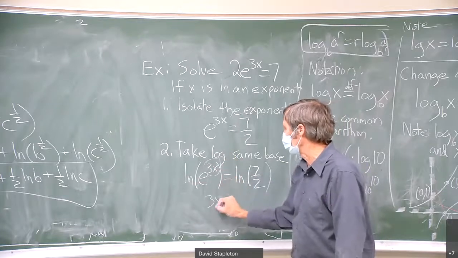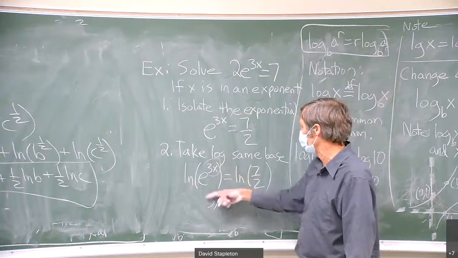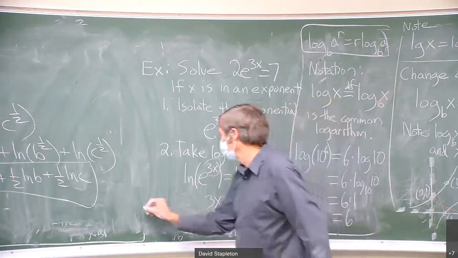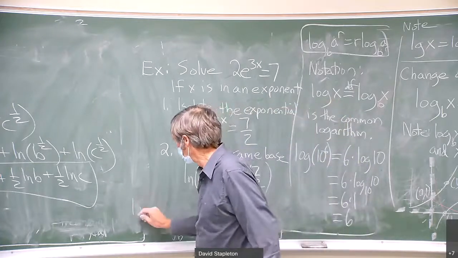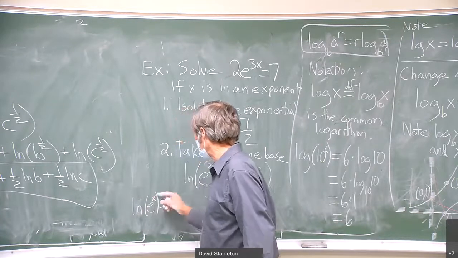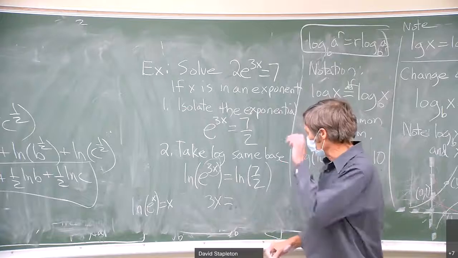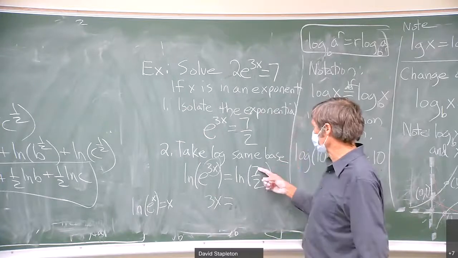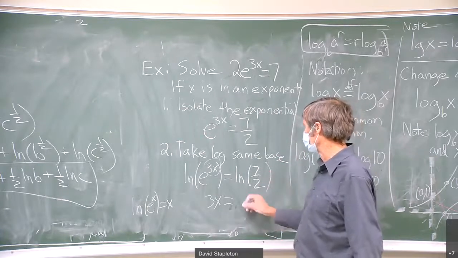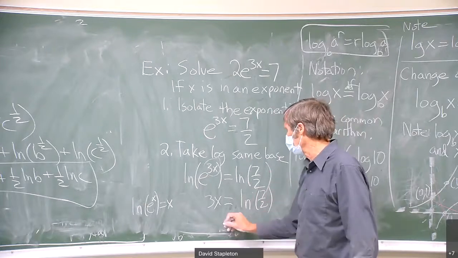This is 3x. Log base b of b to the p is p. So ln of e to the x equals x. It's just that the argument is 3x this time. And then it equals ln of 7/2. I could write this as ln 7 minus ln 2, but I'm not sure that would be easier to do on my calculator, so I'll just leave it like that. And then I divide by 3.